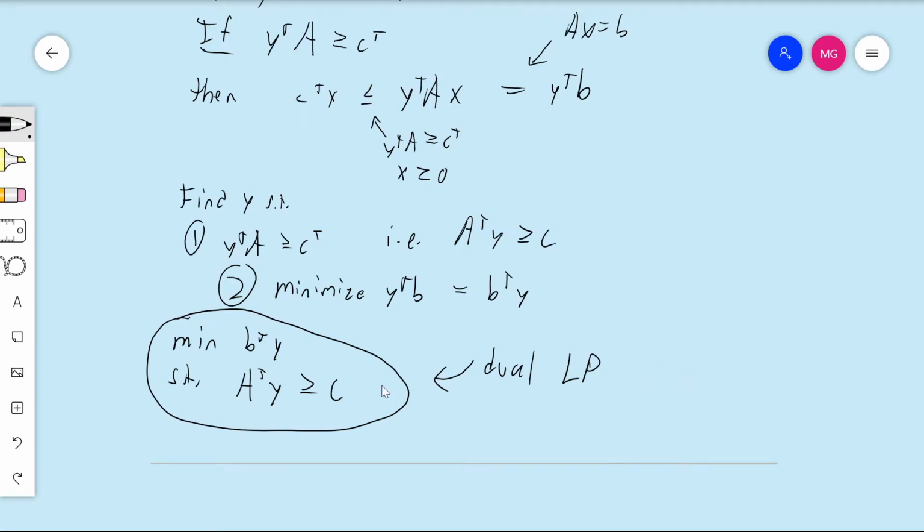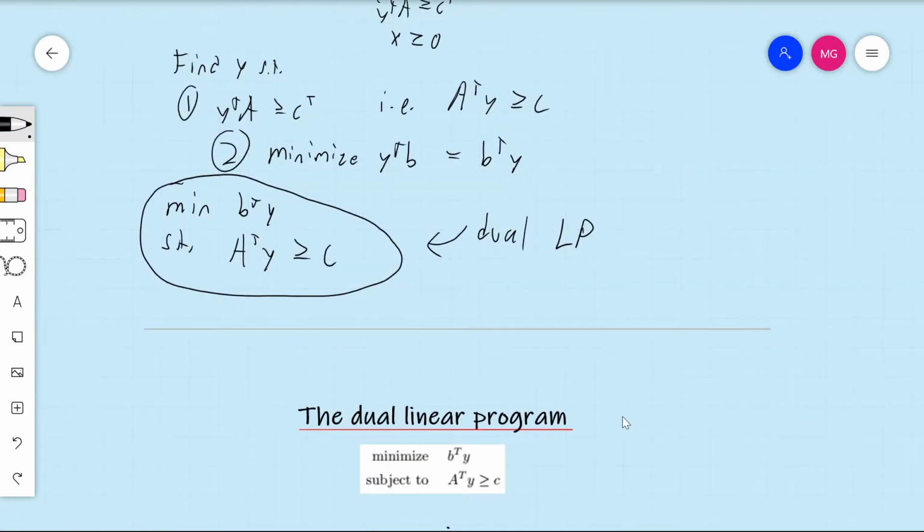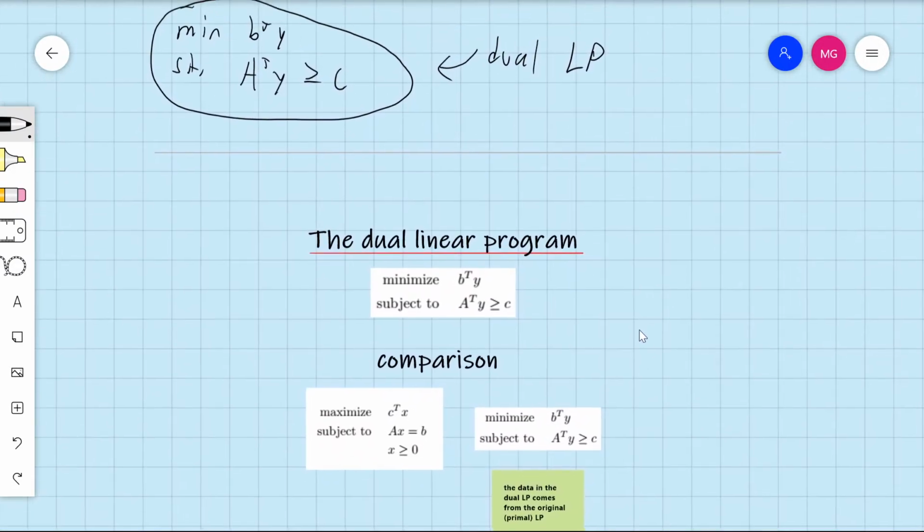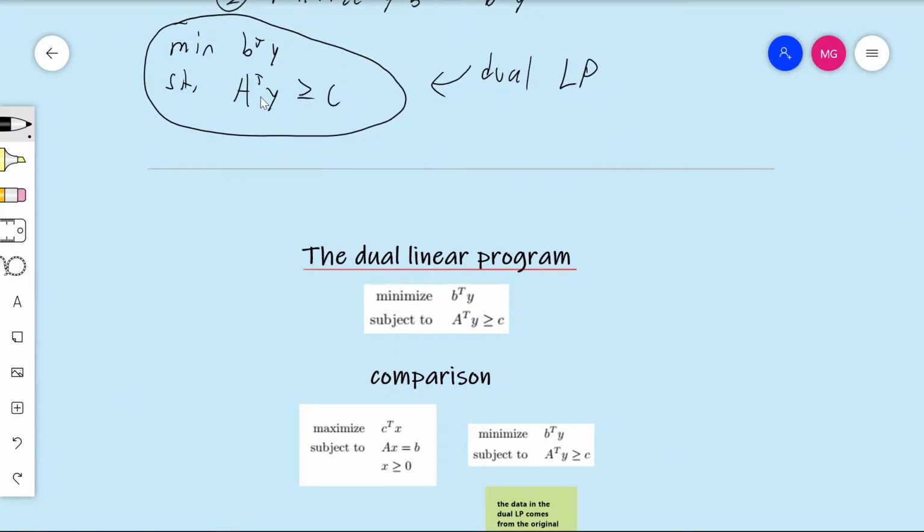And this linear program, the problem of solving it will establish upper bounds on the original linear program that we started with. So B transpose y will always be larger than C transpose x. Okay, so the dual linear program, here it is just cleaned up. So here it is above, and now it's cleaned up. Minimize B transpose y subject to A transpose y being greater than or equal to C.